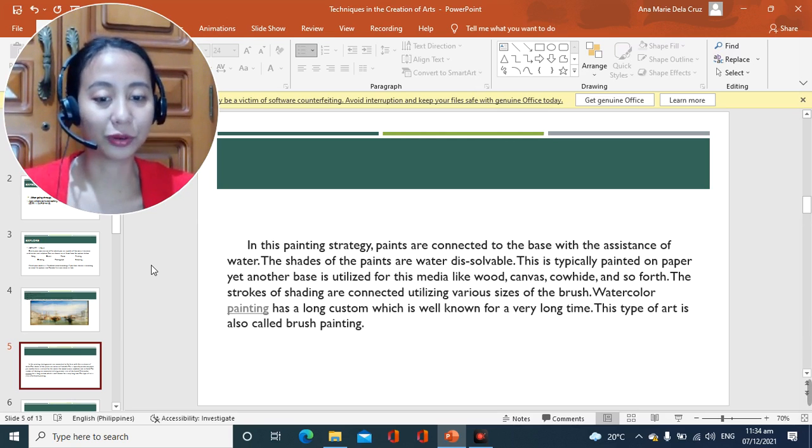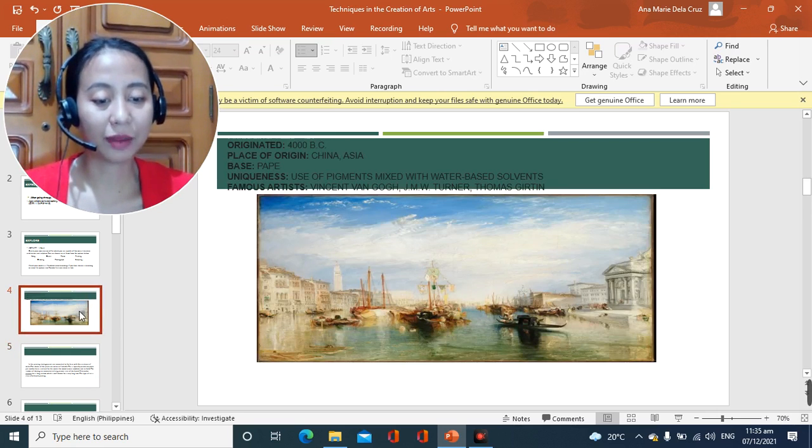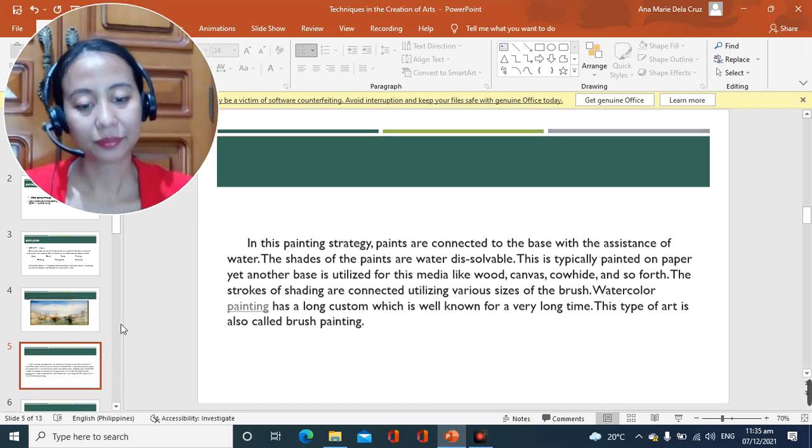The strokes, gumamit siya ng different strokes. Strokes of shading, which are connected utilizing various sizes of the brush. So, another technique naman. Watercolor painting has a long custom which is well known for a very long time. This type of art is also called brush painting. So, ang ginamit ditong technique is brush painting.